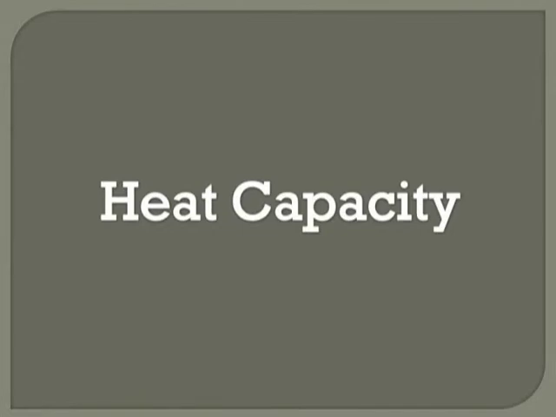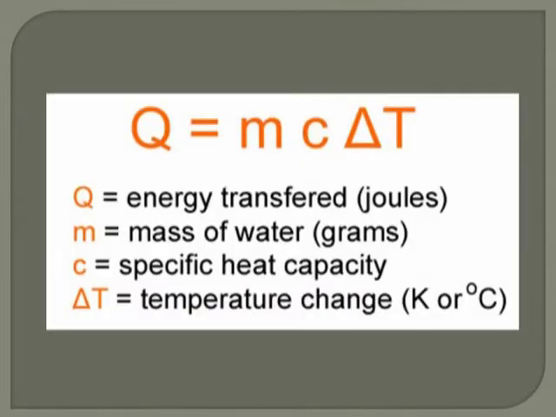Heat capacity. The dictionary definition of heat capacity is the amount of heat required to raise the temperature of 1 mole or 1 gram of a substance by 1 degree Celsius without change of phase. Heat capacity is the heat storage capacity of a material.